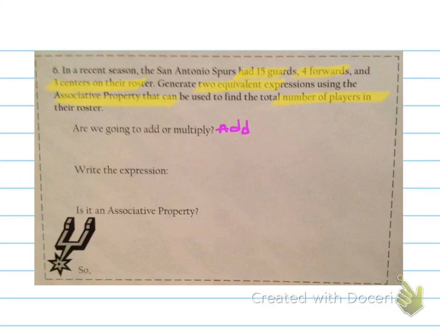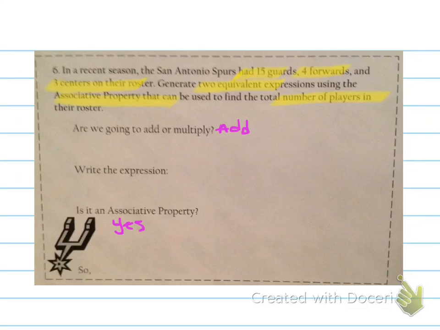So it says to generate 2 equivalent expressions. Well, let's think of just one right now. What's an equivalent expression that we can write down, and no matter which way we write it, it's going to give us the exact amount of players? And I would go with, let's do the associative property. Okay, so our associative property, and it asks us, is it associative? We're going to say yes, because I just told you that.